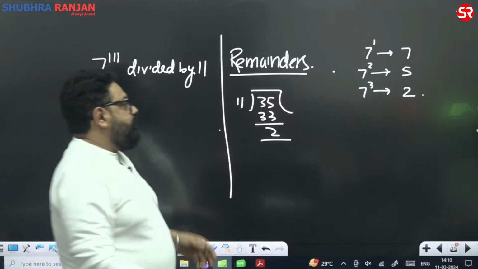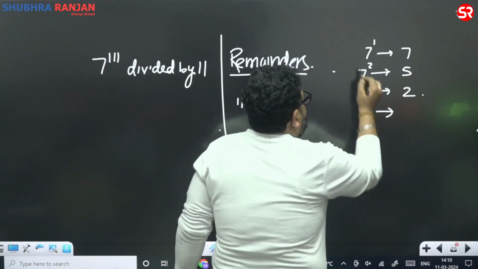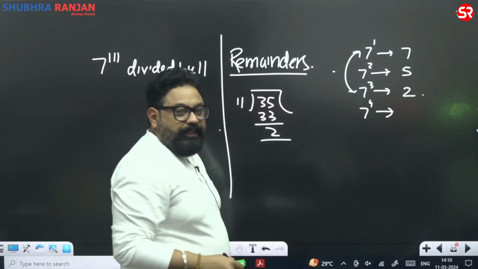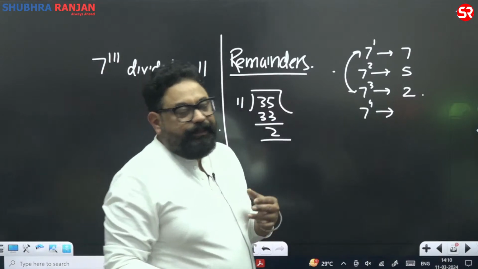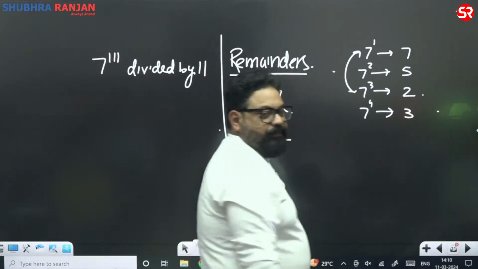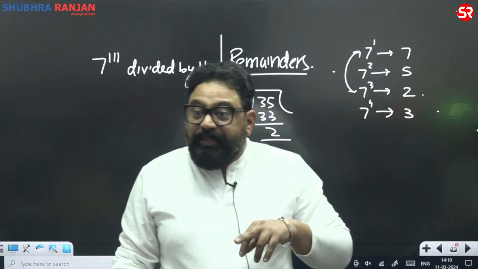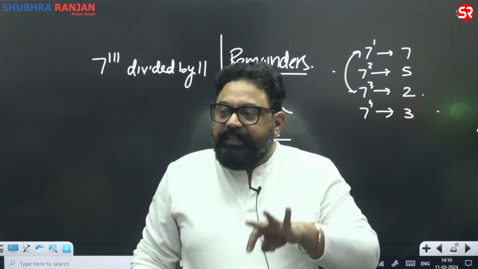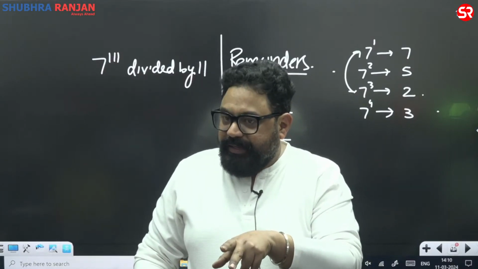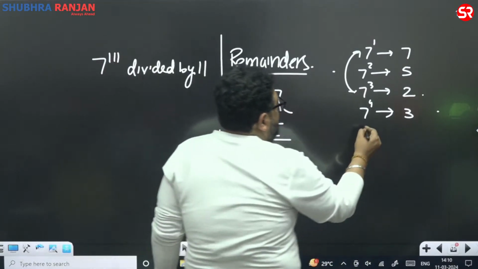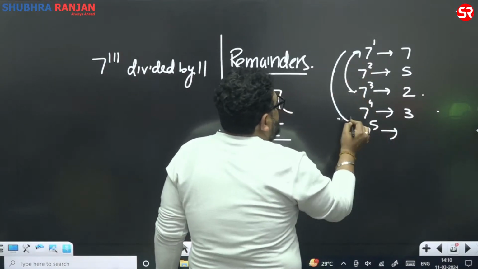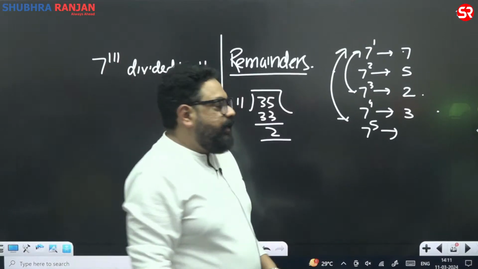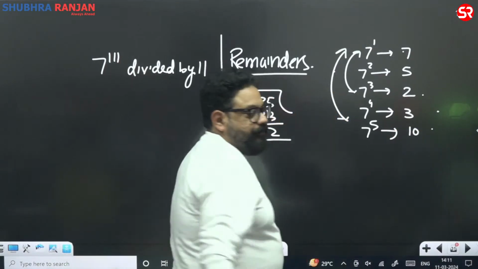Got it? Then 7 to the power 4 would be 7 to the power 1 into 7 to the power 3, isn't it? And 7 into 3 is 21, 21 when divided by 11 leaves remainder 10. So the remainder goes along with the steps. All right. You combine, you divide. You combine, you divide. Every remainder has to be less than 11. Agreed. Then 7 to the power 5. This into this, isn't it? 7 10s are 70. 70 when divided by 11, remainder is 4.